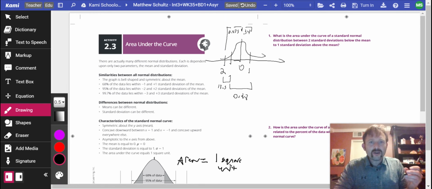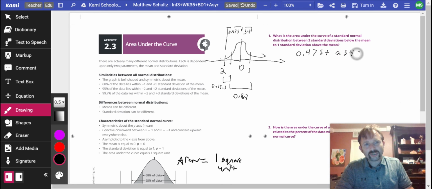All right, so guys, there are 2 different ways we could have solved this. One, we could have added this value and this value, so 0.135 and 0.68. Or we could have added from 2 to 0 and from 0 to 1 standard deviation above. In either case, let's write it out. 0.475 plus 0.34 would be 0.815 square units.